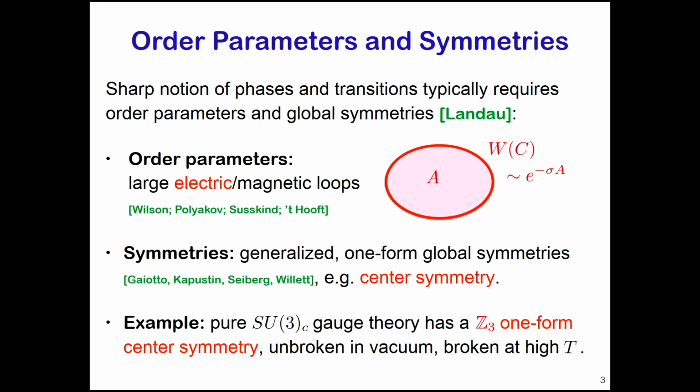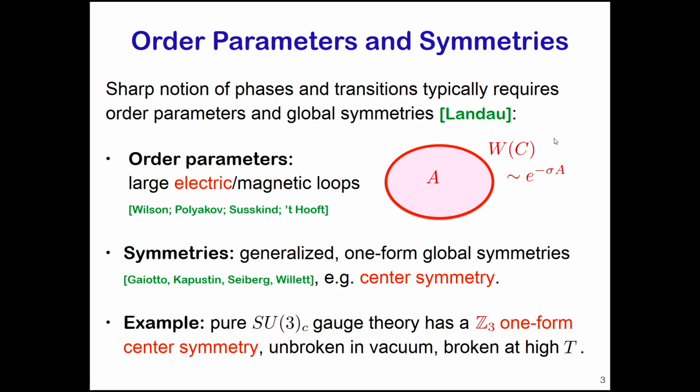So in the context of gauge theory phases, we've known for a long time that the correct order parameters are not local operators, but loop order parameters. In the context of 4D gauge theories, they can be electric or magnetic loops. For example, here I've drawn a loop over there.